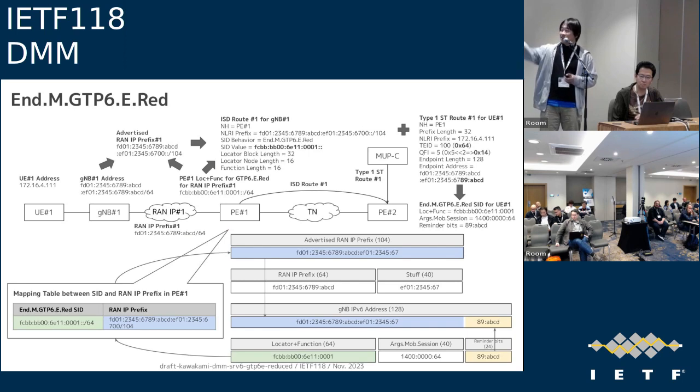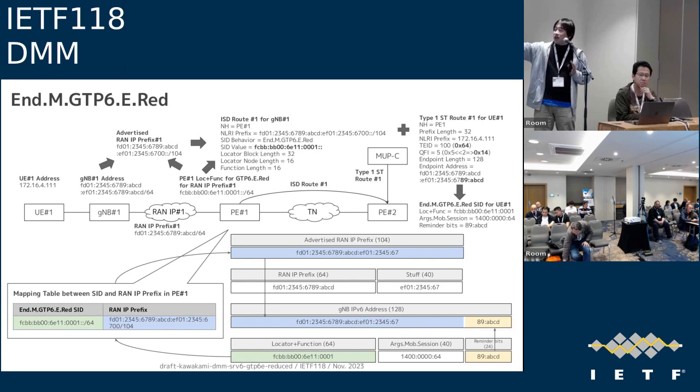Here is a little bit complicated, but this is the structure of this SID. Here's the gNodeB address, which has 128 bits. We utilize the locator and function, which have 64 bits. Args.Mob.Session always requires 40 bits. So the remainder has 24 bits, and we put the trailing 24 bits of the gNodeB address here. Then we create a static or dynamic mapping table between the locator and function and the gNodeB address prefix. But in IPv6 we always use a /64 prefix for the IPv6 network, so we need to expand the prefix to be advertised to 104 bits.